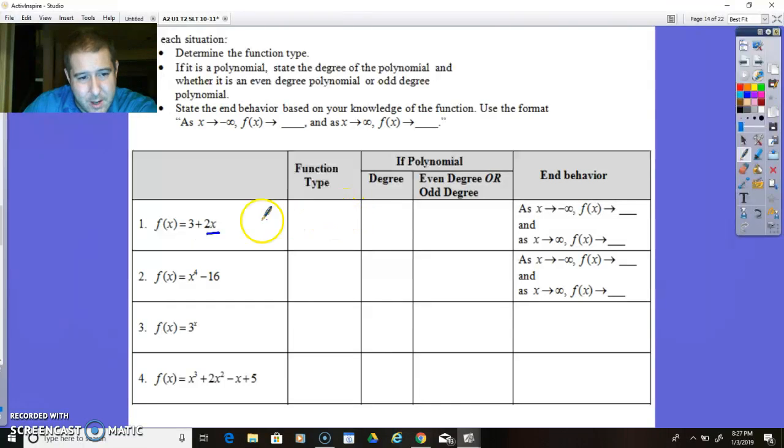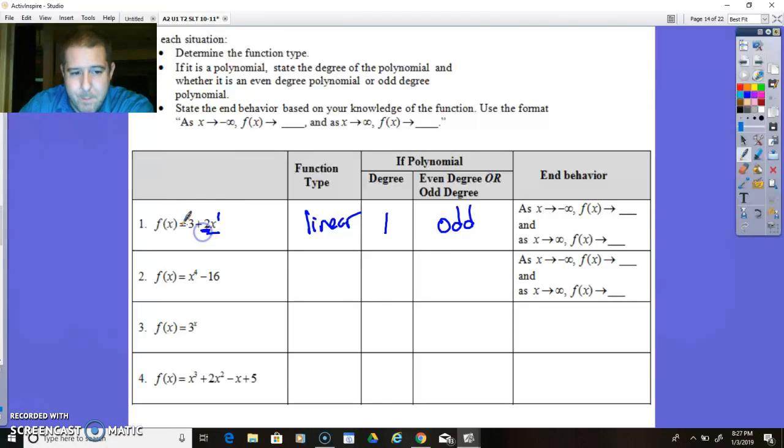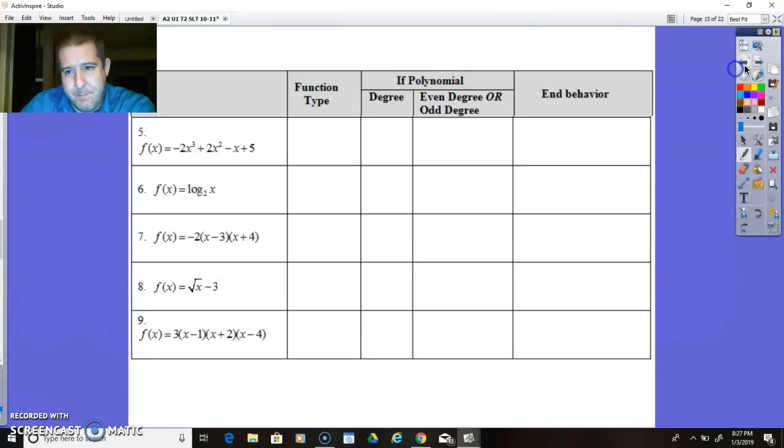This is a linear function. I know that's linear because it has a degree of 1. Linear means it's a degree of 1, which means it's an odd function. So I look back at my notes, and I see odd functions over here. It has a leading coefficient of 2. Remember, don't use the 3. It's the leading coefficient of the biggest degree. So x to the 1st, that's the biggest exponent, which is the degree. And the leading coefficient of that variable with the largest exponent is 2, which is positive. So I'm only looking at the positive one.